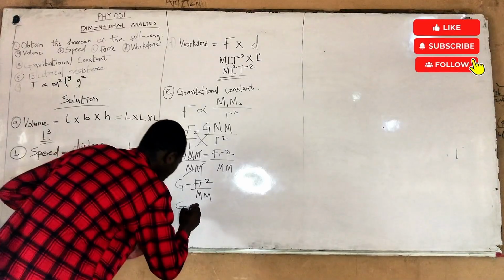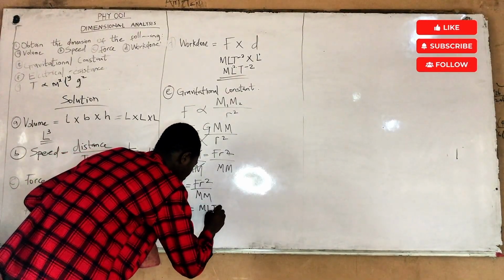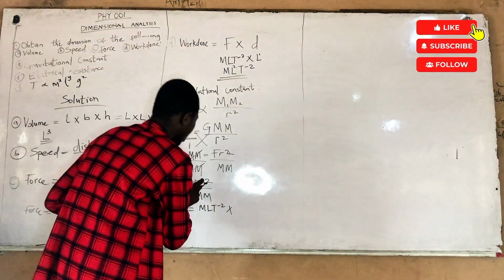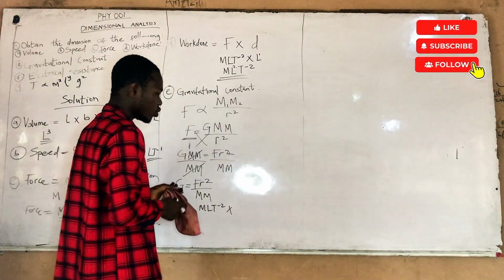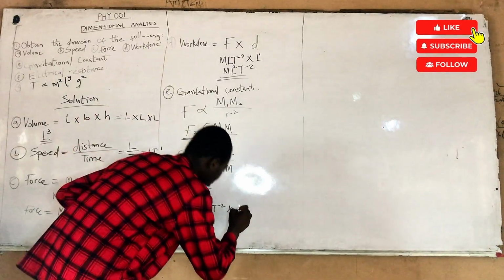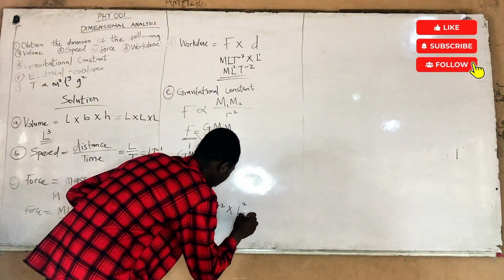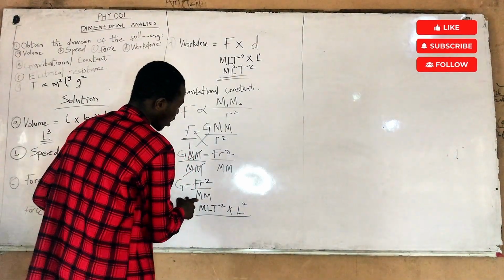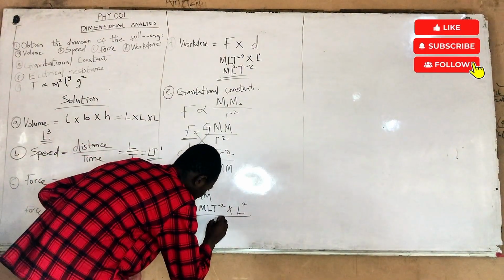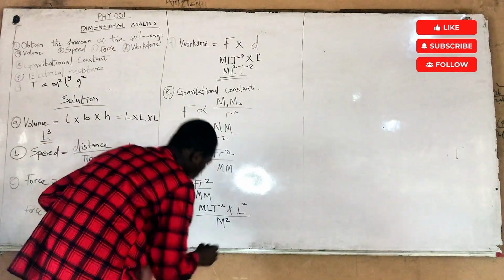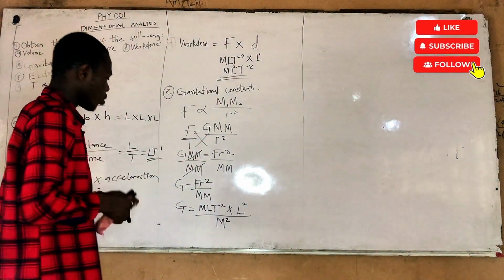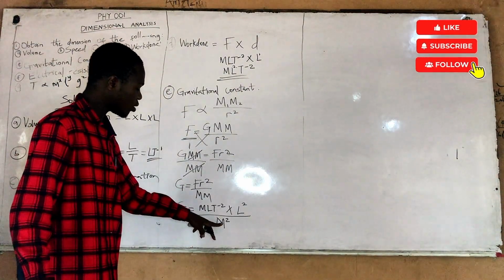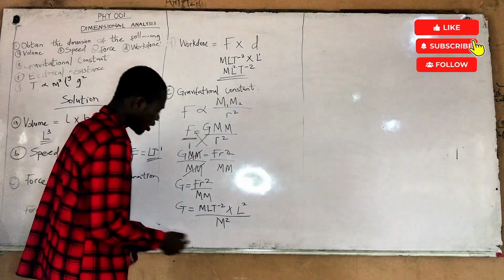Our force here is M L t raised to power minus 2, multiplied by R, which is the radius, also a distance, so L raised to power 2, over M, that's our mass. Here we have two masses. You can easily combine them together. I have M squared. Right? But if you look at this equation, we have M here and M squared here, so you can easily cancel one out.